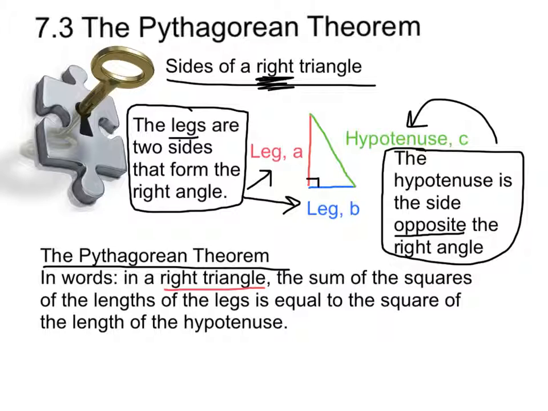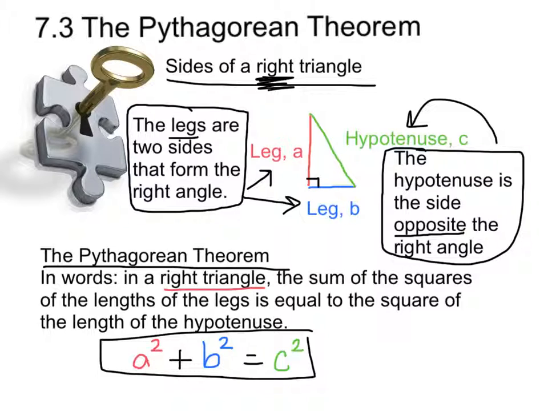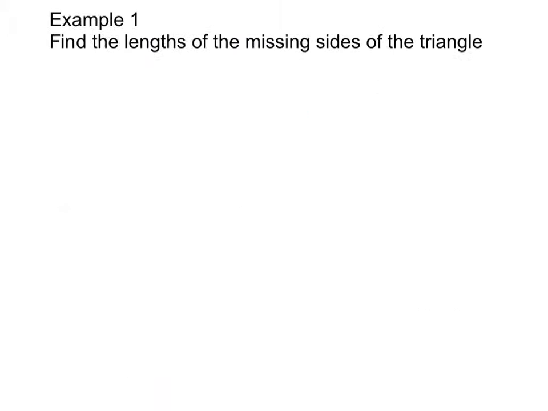So we're going to start again. The sum, obviously, means we're going to add. The squares of the lengths of the legs: well, the lengths of the legs are A and B, so we're going to square them. A squared plus B squared is equal to the square of the length of the hypotenuse. Well, the hypotenuse is C, so we square that. And that is how we get our Pythagorean Theorem, which is A squared plus B squared equals C squared.